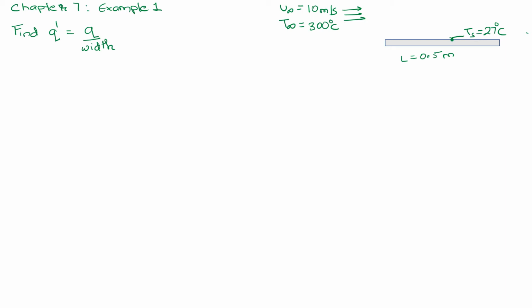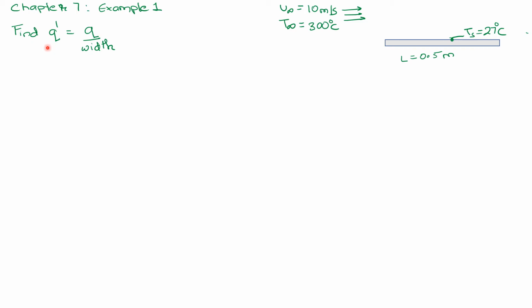Okay, so let's look at an example, a simple example based on chapter 7. This is a simple flat plate at a temperature of 27 degrees Celsius, and there's a breeze blowing over it at a speed of 10 meters per second. It's pretty hot: the temperature of the air is 300 degrees Celsius. The length of this plate is 0.5 meters, and the plate is infinitely long going into the page.